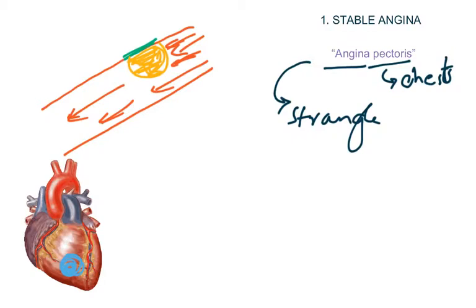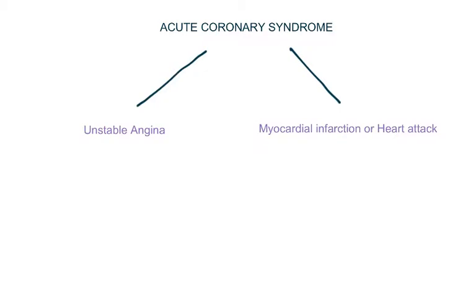Why is it called stable angina? Because it is reproducible. If you decrease the activity and the heart has to work less, the blood and the oxygen is enough to pass through the plaque to supply the heart muscle again. So the symptoms of angina pectoris will go away. But once you start exerting yourself, the symptoms develop again.